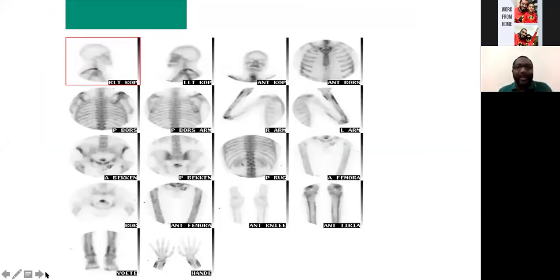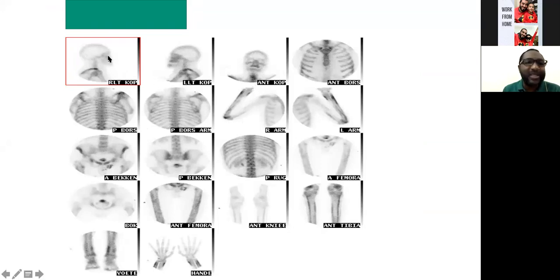So this is it. Now, this is what we call a static view. And a static view is essentially spot views of the different parts of the skeleton. Now, the advantage of a static view is that you have a better characterization, because the static views take more counts, all right? So you can see clearly if you want to count the ribs, or if you have lesions that are very subtle that you want to see, it is better to look at it on a static view.